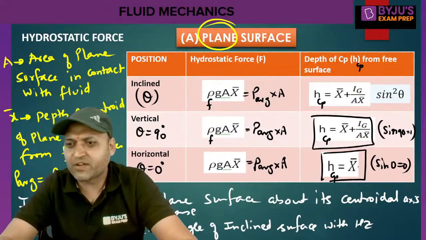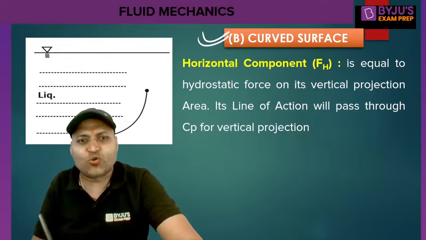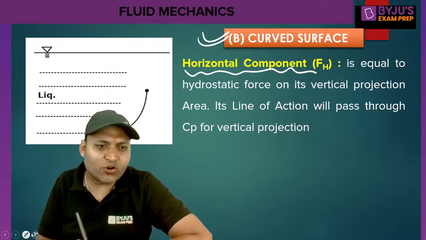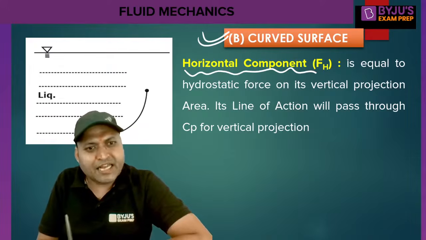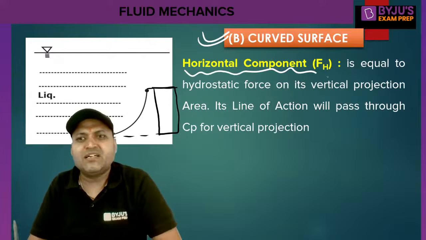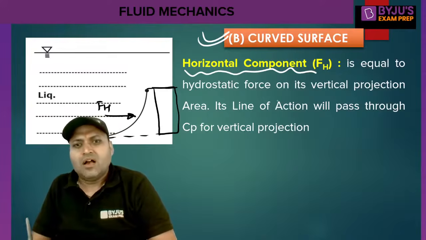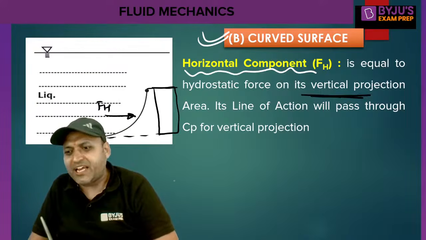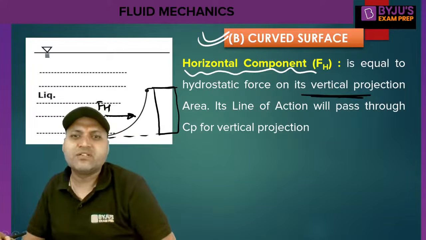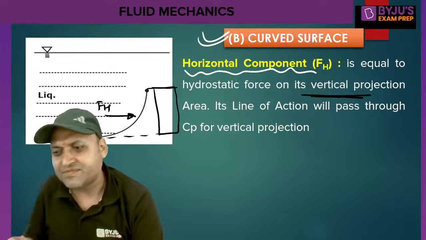Hydrostatic force on a plane surface. For a curved surface, we analyze in two ways. Horizontal component is calculated separately. What is the horizontal component? Take the vertical projection. So the horizontal component FH is equal to the hydrostatic force on its vertical projection area. The total horizontal component is the hydrostatic force on the vertical projection area.